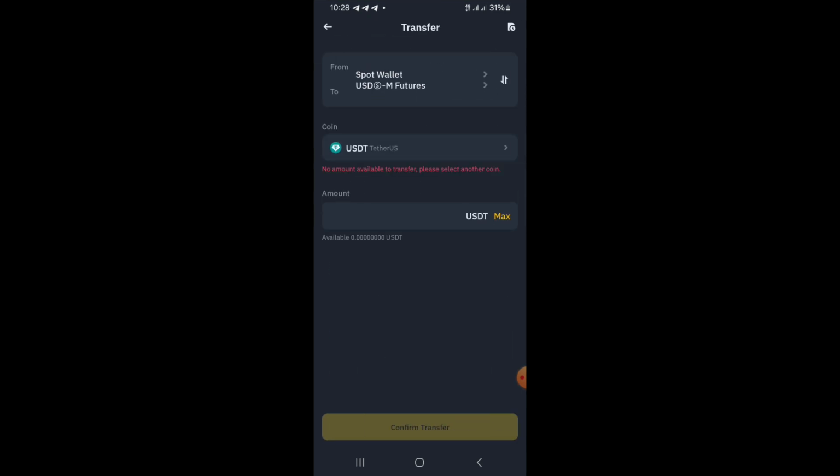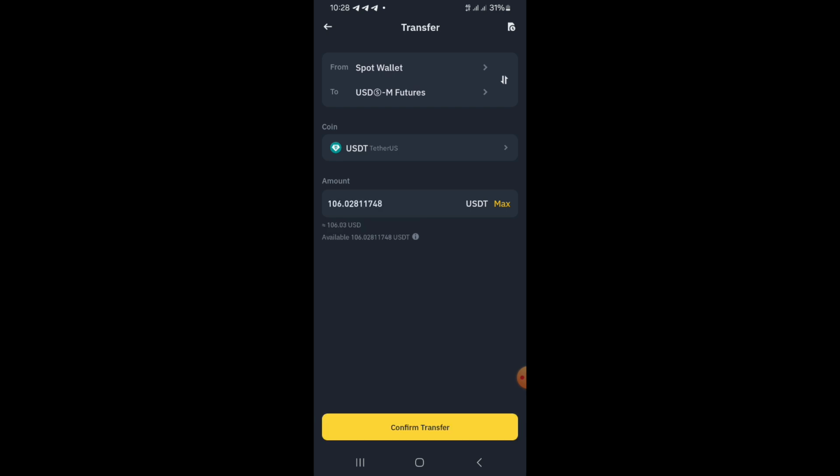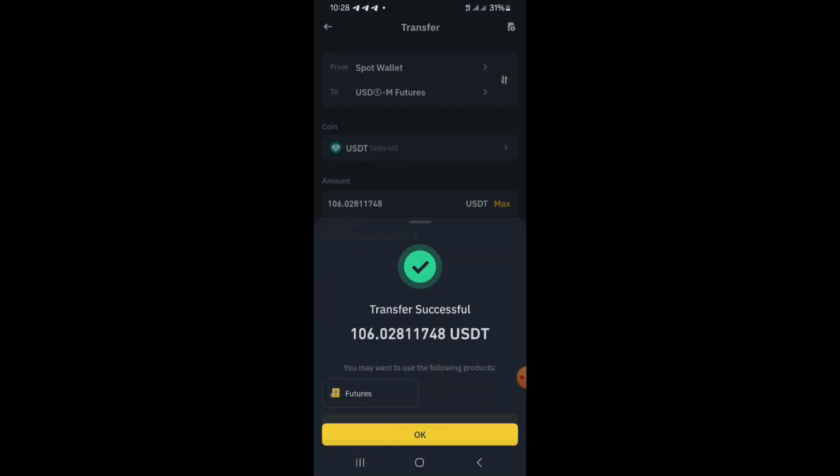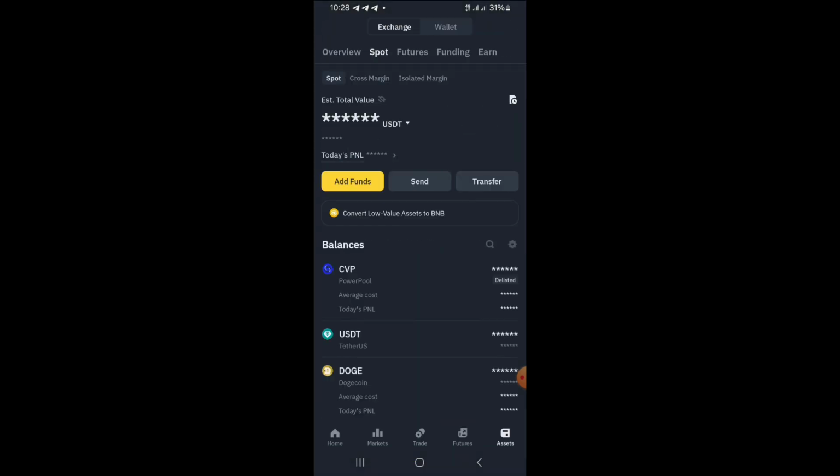So you will come here again. You will choose from spot wallet to your futures wallet. Click on max, and then transfer it back. So that is just the easiest way to buy crypto, and the easiest way to send from one exchange. So now let's go to today's lecture.